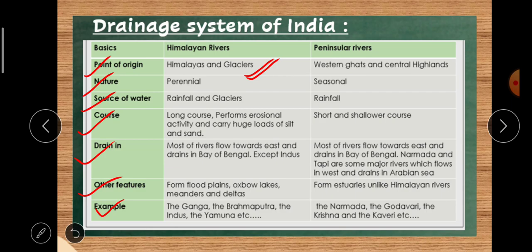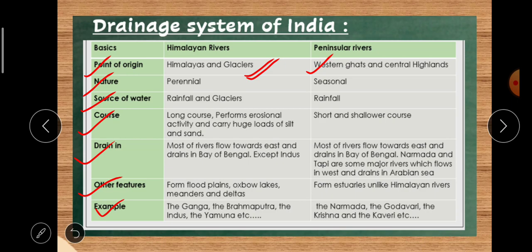Now peninsular rivers. Their point of origin is Western Ghats and Central Highlands. Now over here we have to focus, because we know in the Peninsular Plateau we studied about the Deccan Plateau and Eastern Ghats also, but here they both are an exception. We'll only talk about Western Ghats and Central Highlands. So point of origin for peninsular rivers is Western Ghats and Central Highlands.